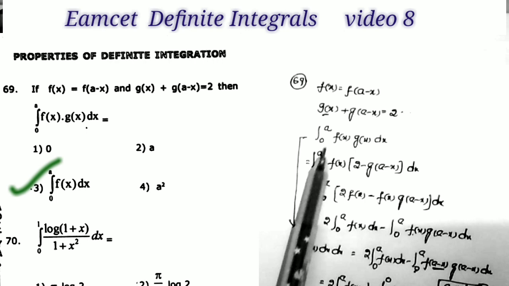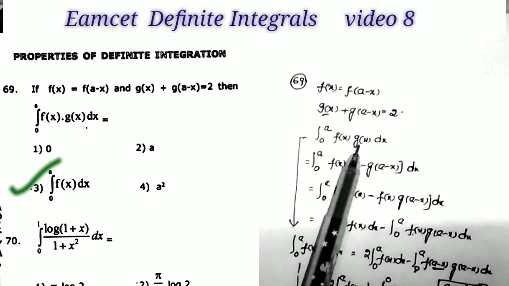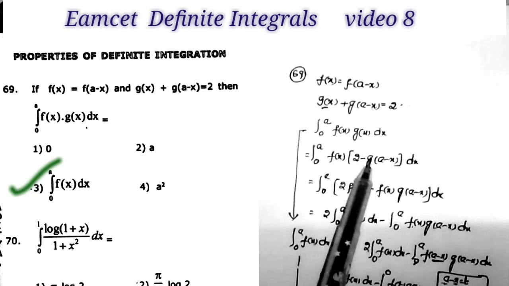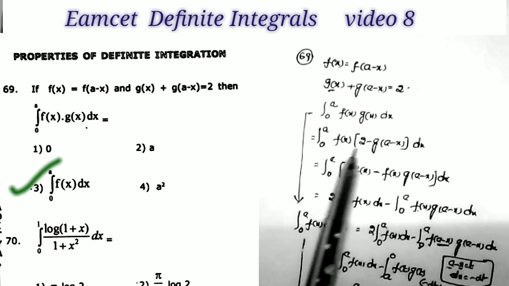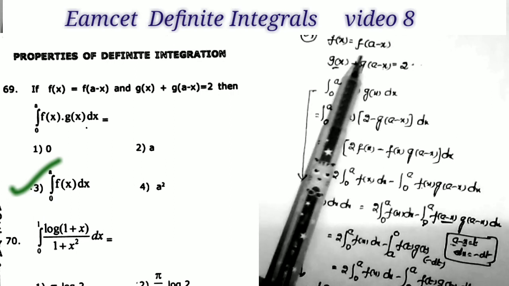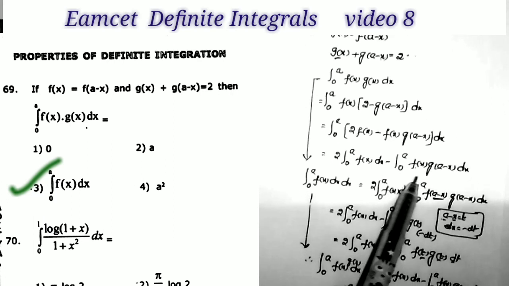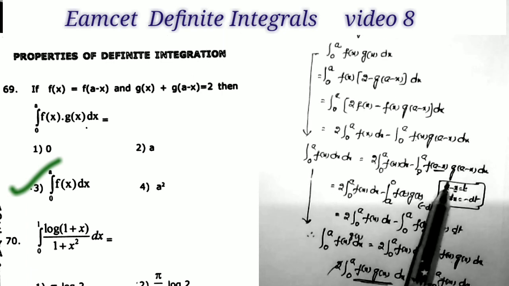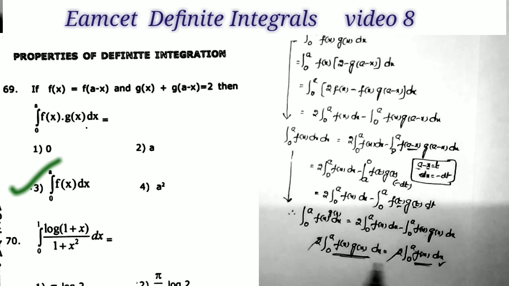So here first we take the given question, and in the given question we replace the g of x value. What is g of x? 2 minus g of a minus x. Okay, after that taking the product here and separating the integration. After that again here we have the condition and replacing that value here, and after that taking that a minus x is equal to t. Finally we get the answer. This is equals to integral 0 to a f of x into dx.